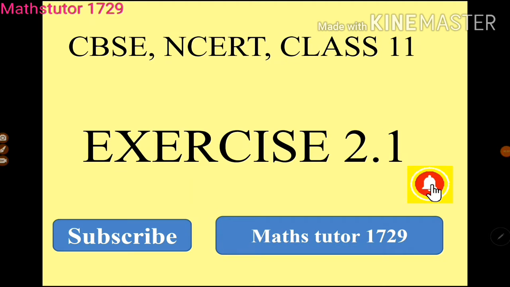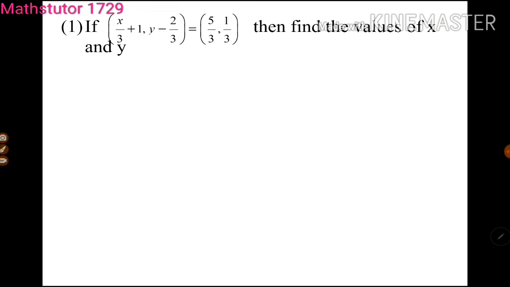Hi guys, today I would like to discuss exercise 2.1 from the CBSE textbook. Now, the first problem: if the ordered pair (x/3 + 1, y - 2/3) is equal to the ordered pair (5/3, 1/3), then find the values of x and y.